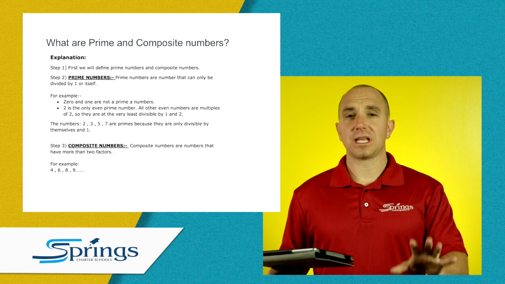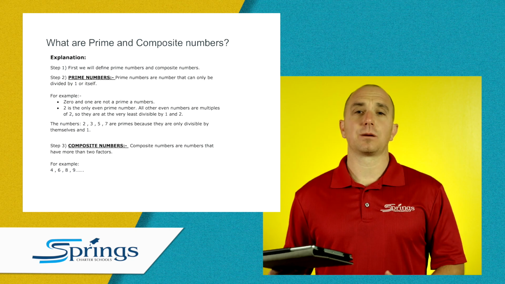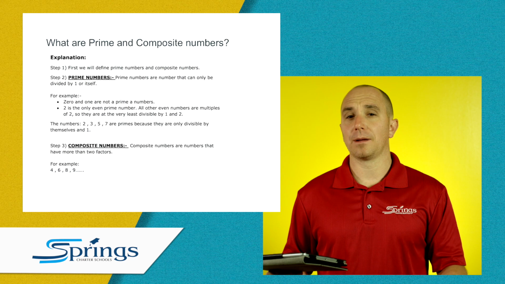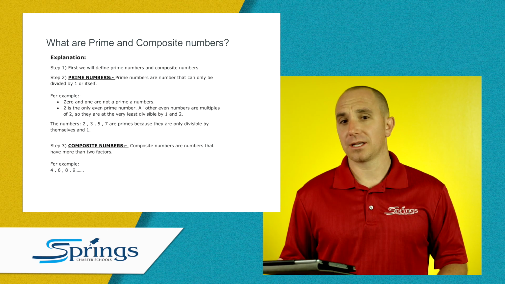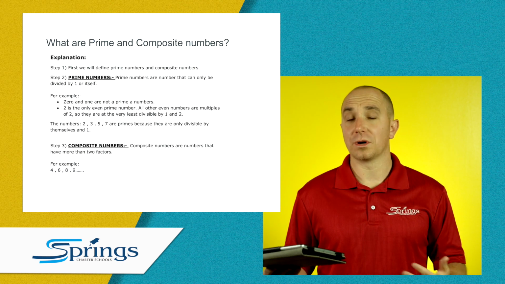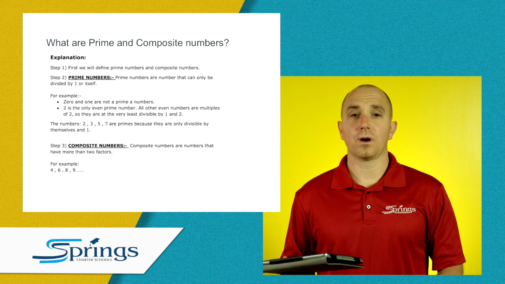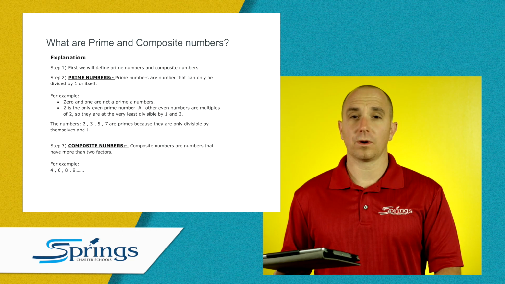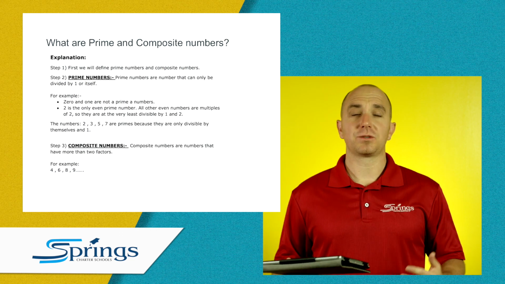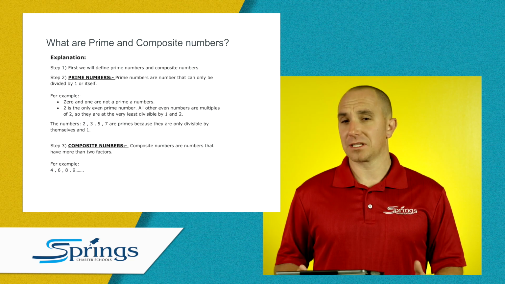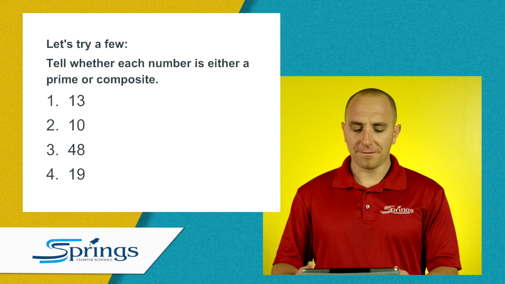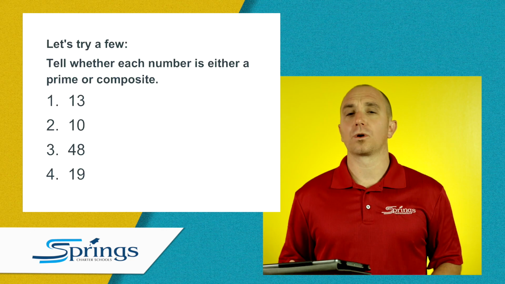Now, a common mistake people make is thinking that just because a number is odd, it might be prime. But 9 is odd and it's composite. Most of the numbers are going to be composite. 21 is another odd number: 1 times 21 and 3 times 7. So just because a number is odd doesn't mean it's going to be prime. All right, let's try a few ourselves, and then I'll let you work on your own.